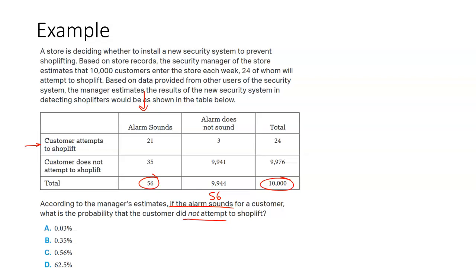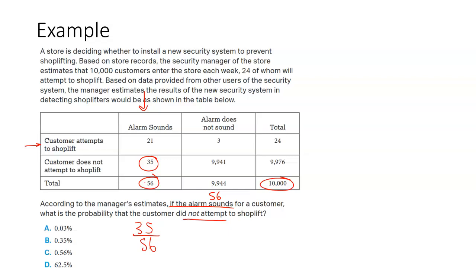Okay? So again, I'm concerned with this column and this column only. The probability that a customer did not attempt to shoplift when the alarm did go off. So I have a probability of 35 over 56. Okay? So you can do the division, you'll get a decimal, turn your decimal into a percent.